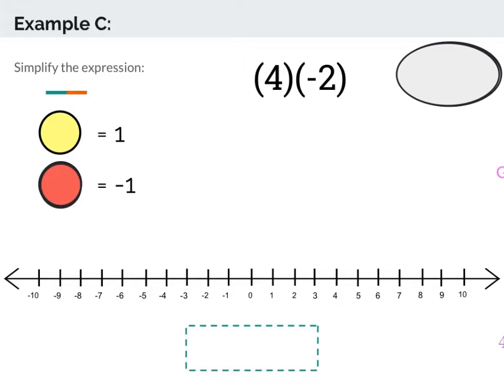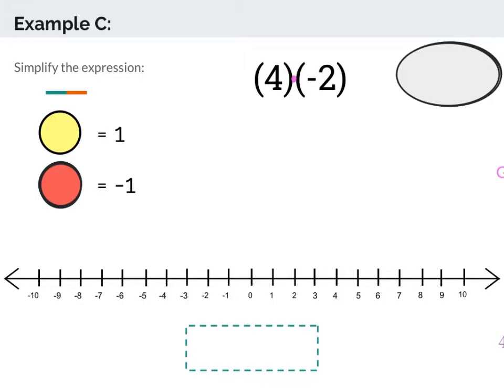In example C, it wants us to simplify this expression. We've got 4 next to a -2 inside parentheses. I don't see any sign there. Anytime I have 2 numbers in parentheses right next to each other with no sign in between, that means I'm dealing with multiplication. So I know these 2 numbers are being multiplied together. Now I have to figure out how they're being multiplied.